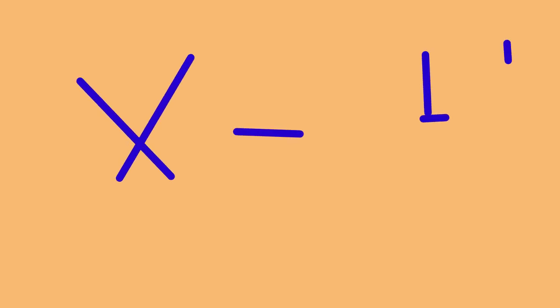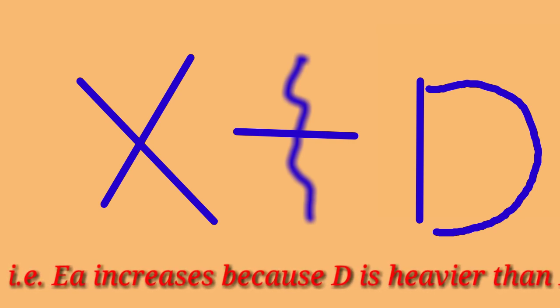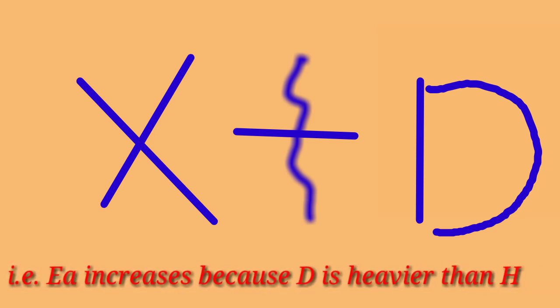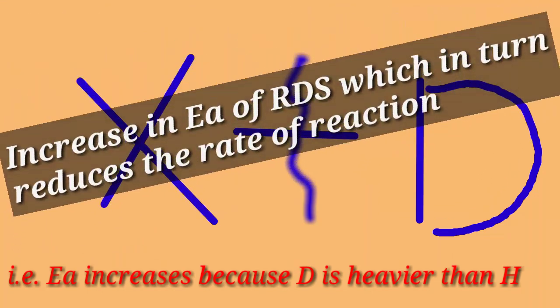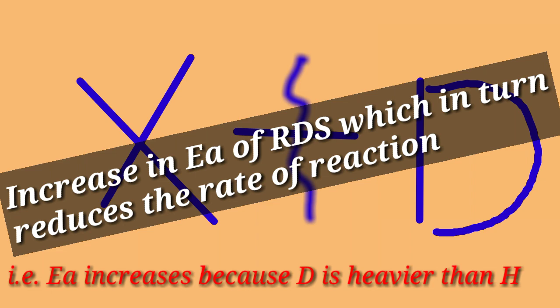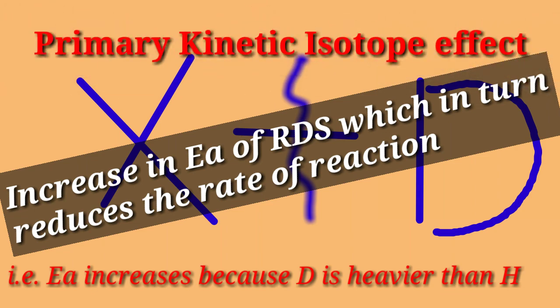Suppose an X-H bond is cleaved during the rate determining step, and if hydrogen is replaced by deuterium, an isotope of hydrogen, it is heavier than the hydrogen atom, so it requires more energy to cleave this bond. If it requires more energy, it indicates that the energy of activation is high. If the energy of activation of the rate determining step increases, then the rate of reaction is decreased. This effect is known as primary kinetic isotope effect.